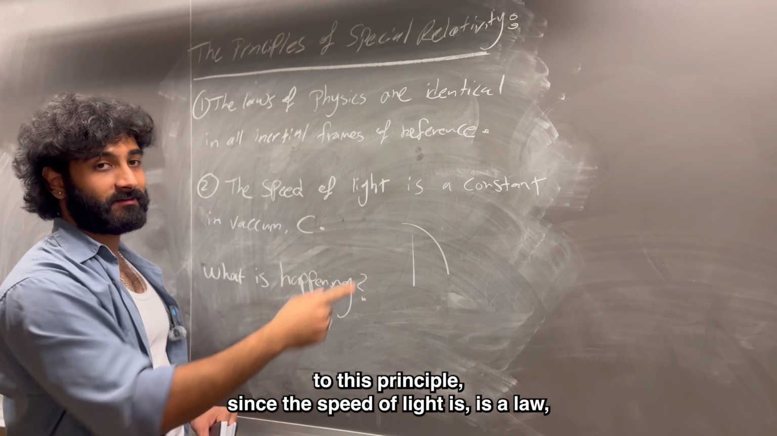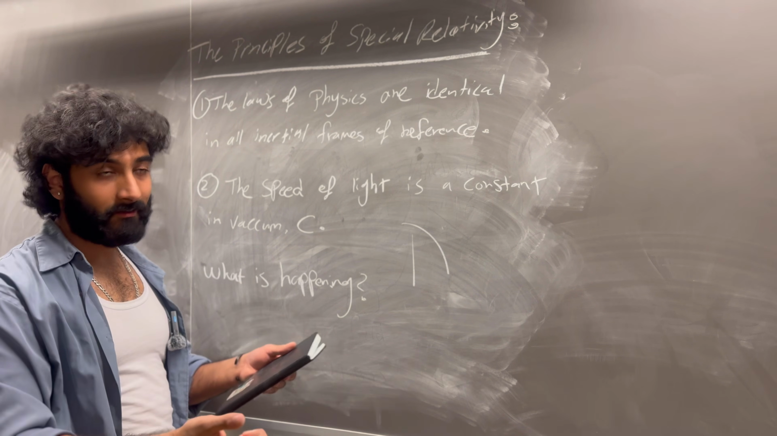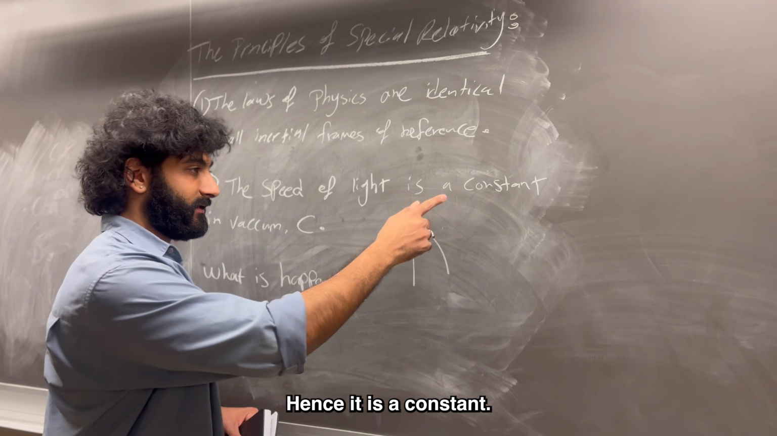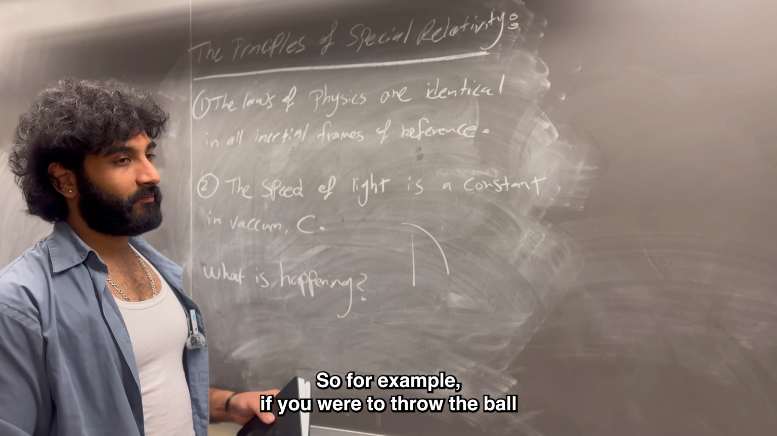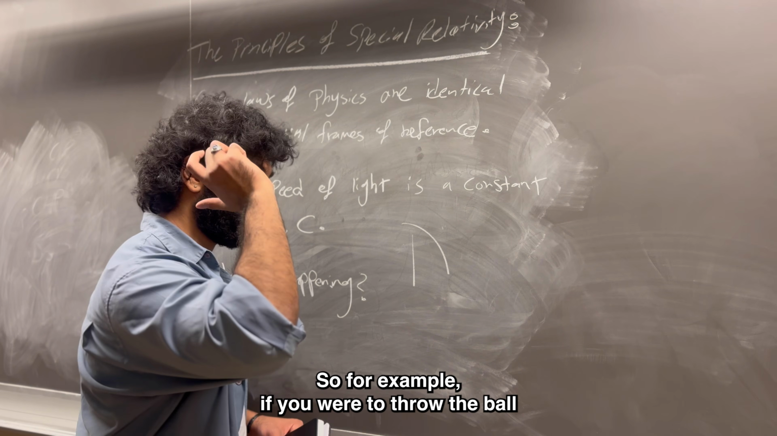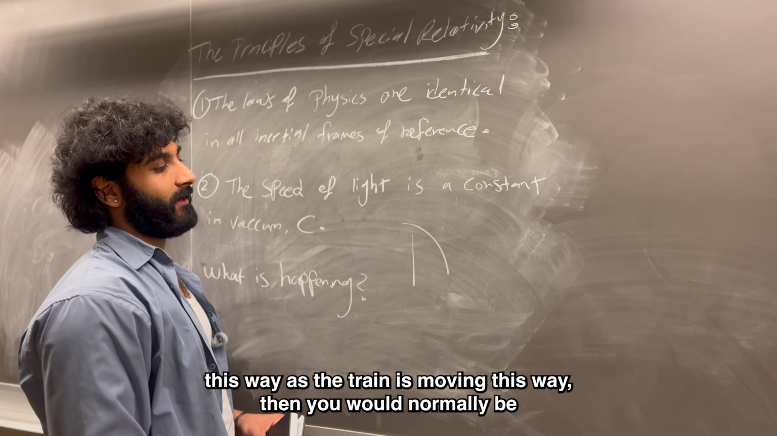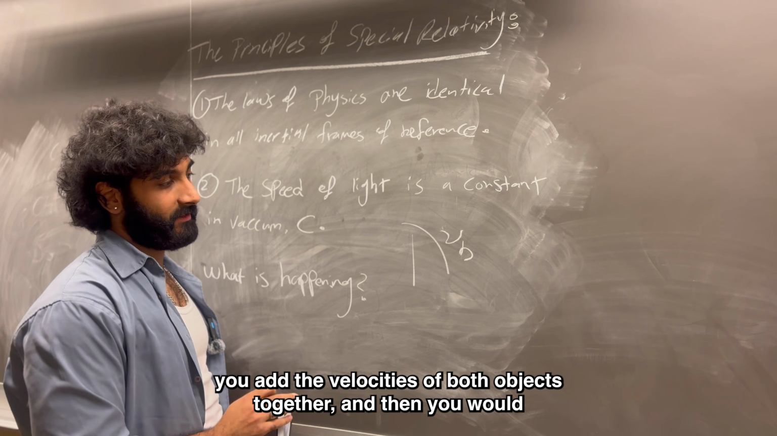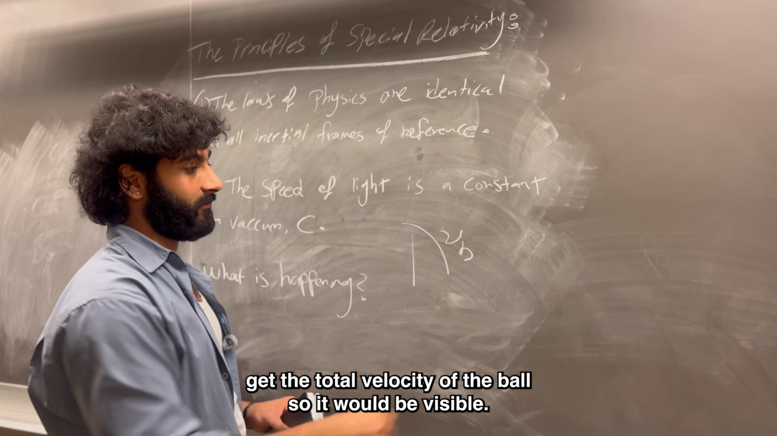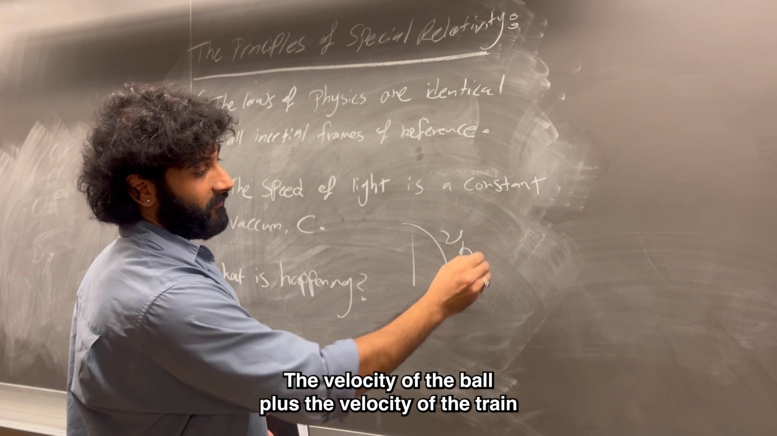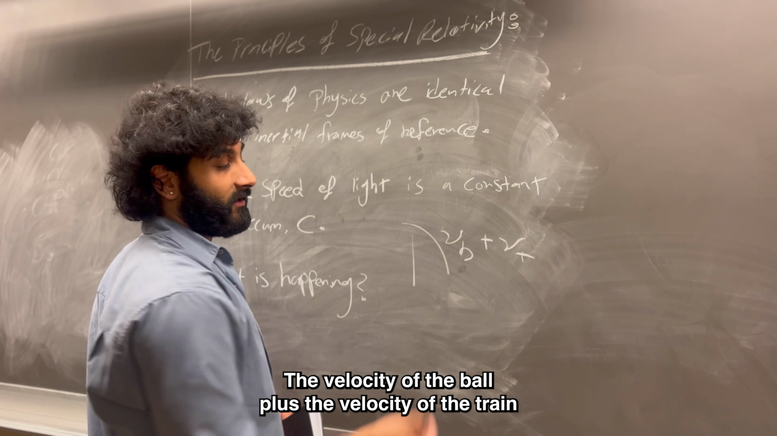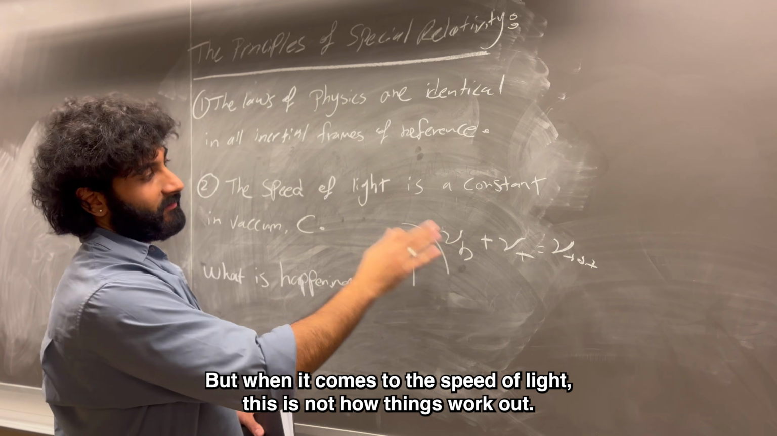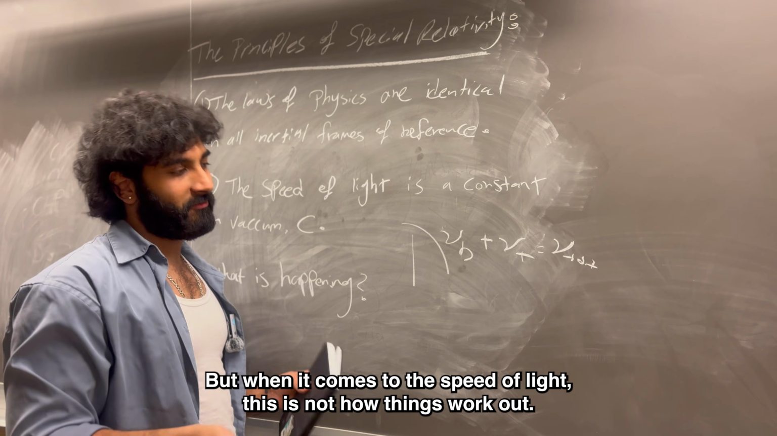Since the speed of light is a law, then it should be identical in all frames of reference, hence it is a constant. So for example, if you were to throw the ball this way as the train is moving this way, then you would normally add the velocities of both objects together and you would get the total velocity of the ball. So it would be v ball, the velocity of the ball, plus the velocity of the train would give you the total velocity.